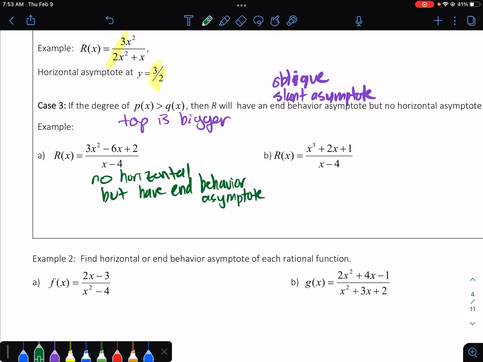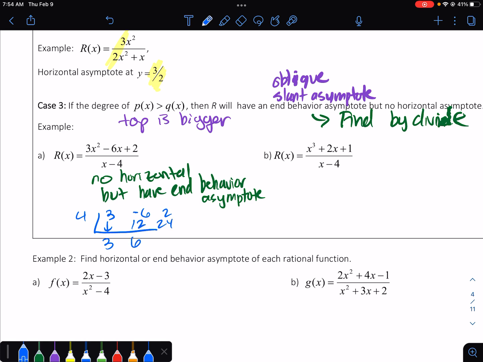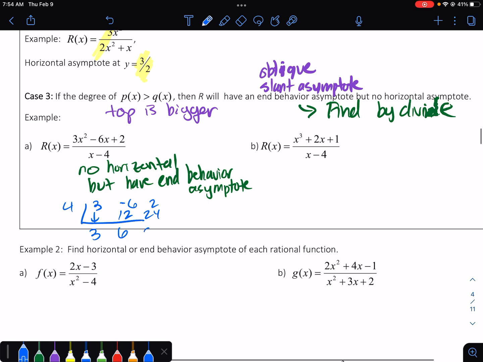Okay. Now, to find the end behavior asymptote, you actually divide. So here, since we're dividing by a linear amount, I can synthetically divide. So I've got 4 is here, 3, -6, 2, bring down the 3, that gives me 12. This gives me 6, that gives me 24, and then that gives me 26.